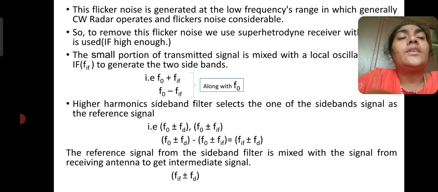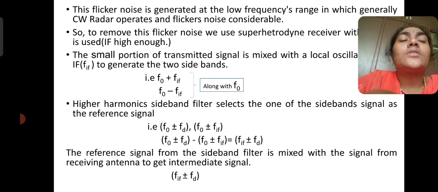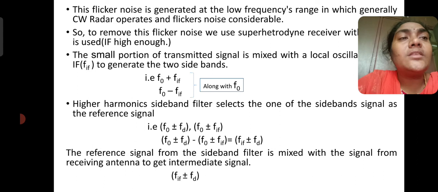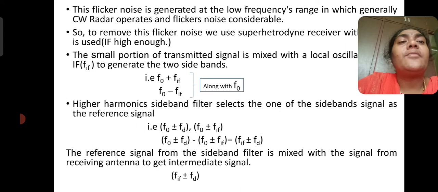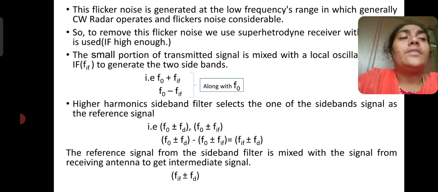So to remove the flicker noise we use the superheterodyne receiver, with an IF that is high enough. A small portion of the transmitter signal is mixed with the local oscillator and IF is generated in two sidebands, that is F0 plus F of IF and F0 minus F of IF, along with F0. The sideband filter selects one of the sideband signals as a reference signal.